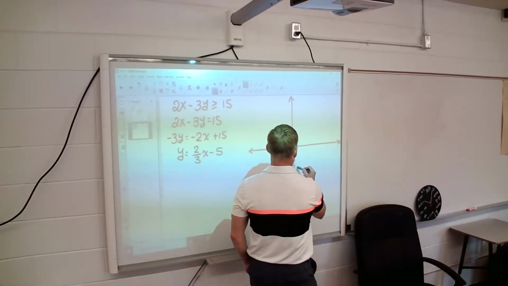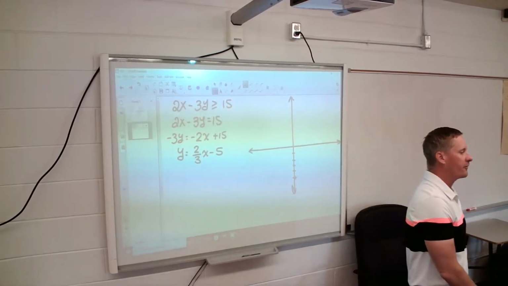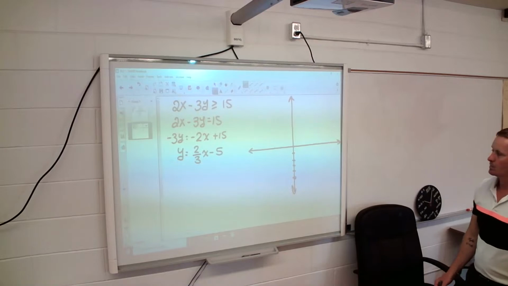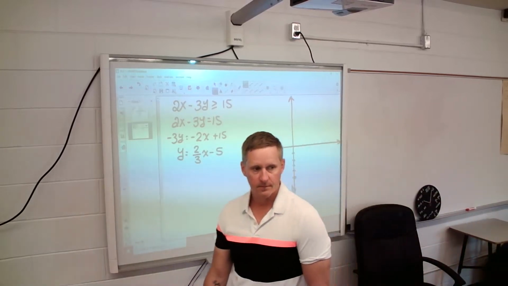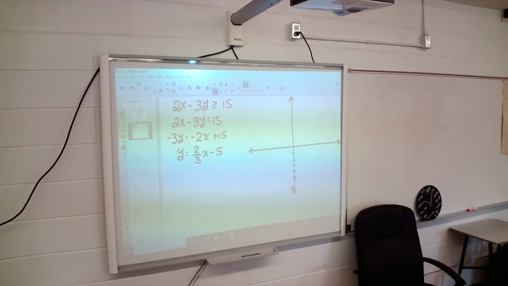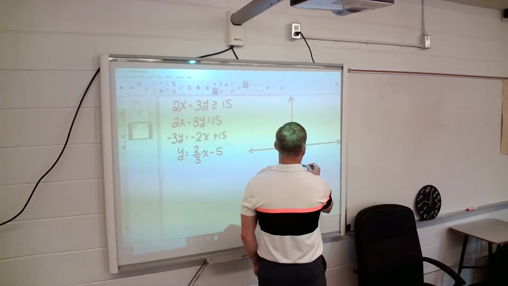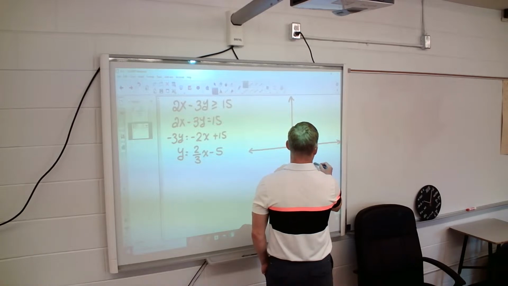1, 2, 3, 4, 5. Right there. Where do I go from 0 and -5? To the right. Rise over run. So what does the 2 indicate? Up 2. Over 1, 2. 1, 2, 3.